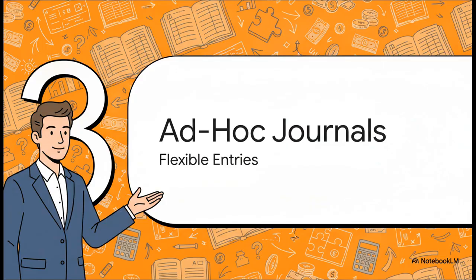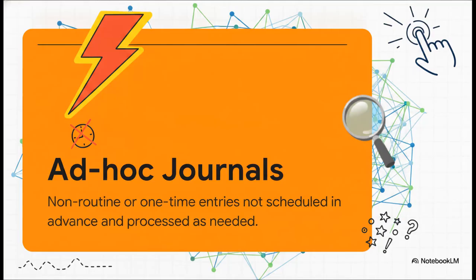Section 3, defining ad hoc journals. Now for the flip side. Unlike those nice automated recurring entries we just talked about, ad hoc journals are non-routine. They are strictly one-time entries. They are definitely not scheduled in advance, and they're processed completely on demand, as needed.